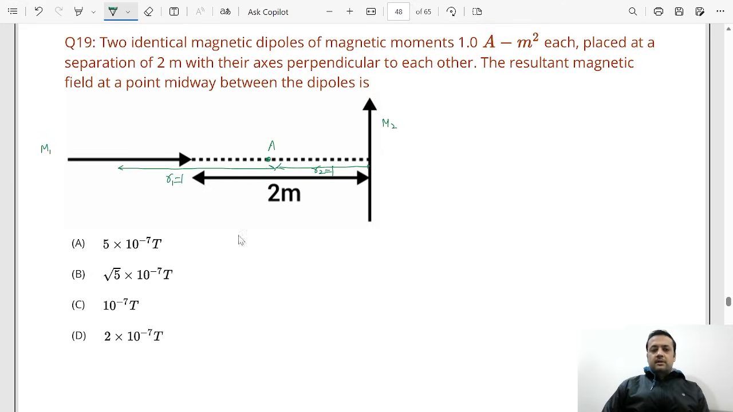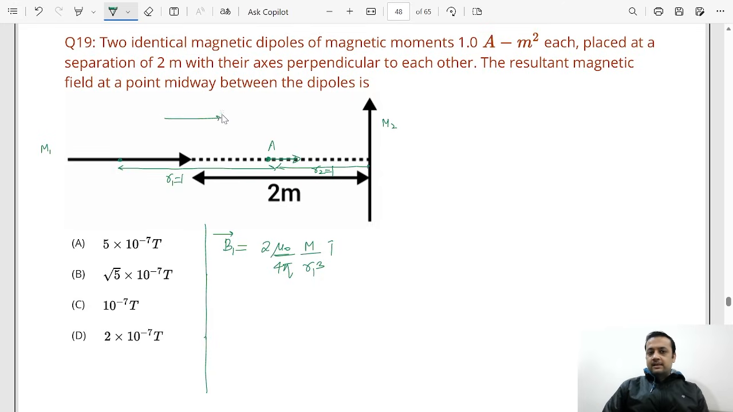Now look, for the first dipole, this point A is the axial point. It lies on the axis of the dipole. So the magnetic field of a dipole at the axial point is given by 2k into magnetic moment by r1 cube, where I am calling k the value mu naught by 4 pi. This magnetic field is in the rightward direction. This is the formula. So if you write in the vector form, this will be i cap.